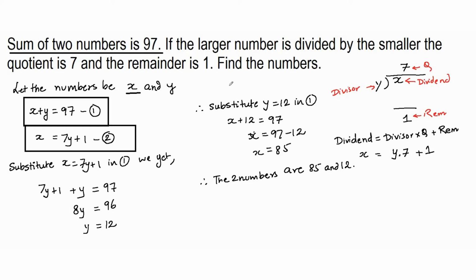And let's quickly check if our answer is right. 85 and 12 indeed add up to 97. So this condition is satisfied. And if I divide 85 by 12, let's see what happens. So I know that 12 sevens are 84 and the remainder is 1. So the quotient is indeed 7 and the remainder is 1. Therefore this also satisfies the given condition. And therefore the answer 85 and 12 actually matches both the given conditions. Hence our solution is correct.